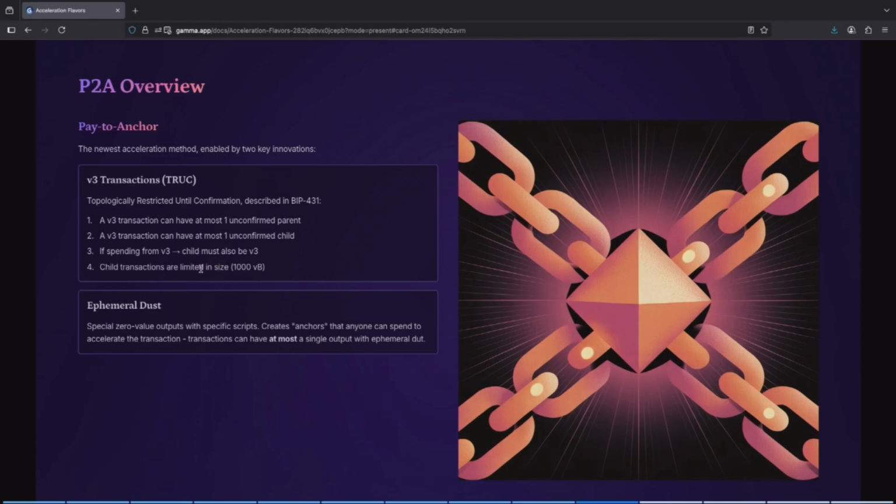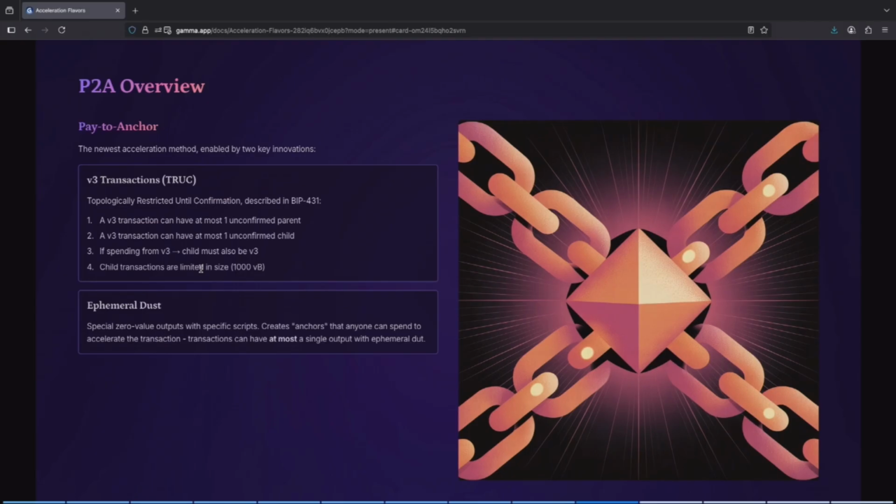And so pay to anchor is actually made up of 2 different features. So we have 1, TRUC transactions, and 2, ephemeral dust. Ephemeral dust allows you to have 1 single output per transaction that has 0 value in it. And if you try doing this with any other type of transaction, or if you try having more than 1 output that has 0 in the value, they will fail. And so this is specifically unlocked by TRUC transactions. And this is technically what's referred to as the anchor, right?